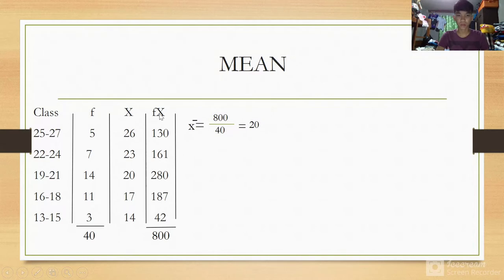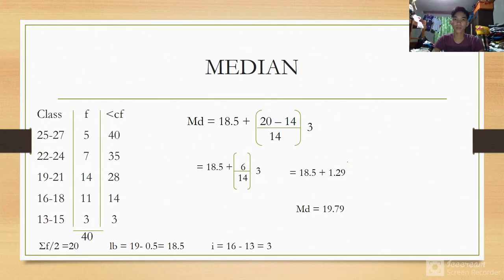And we find the sum. Find first the sum of frequency times class mark. We just add them all: 130, 161, 280, 187, and 42 is equal to 800. Now we find the sum of the frequency: 5 plus 7 plus 14 plus 11 plus 3 is equal to 40. And now we divide 800 by 40. The mean is 20.